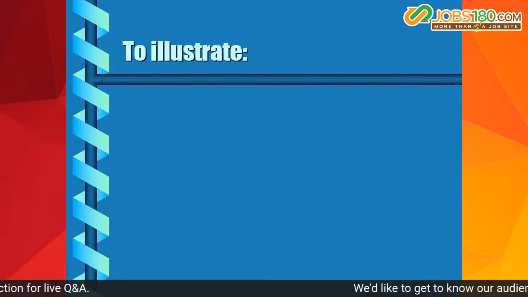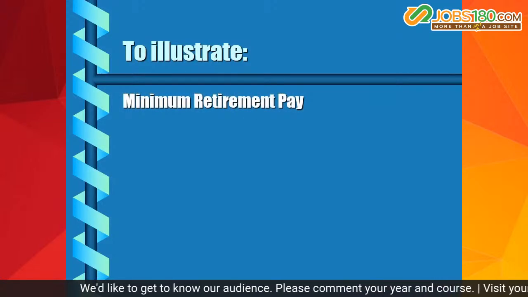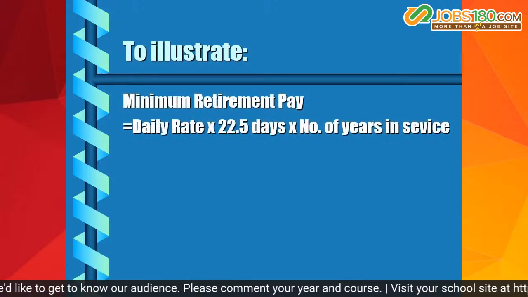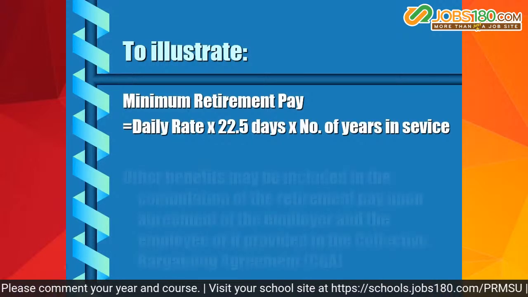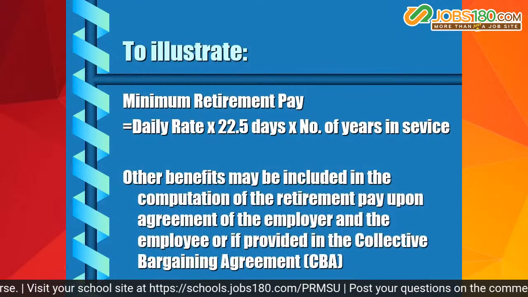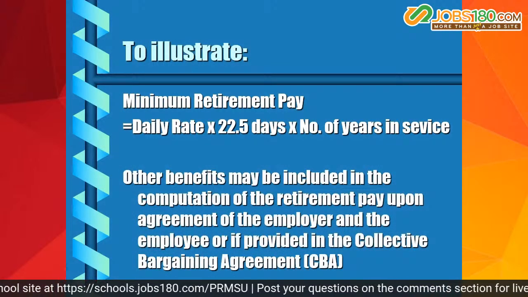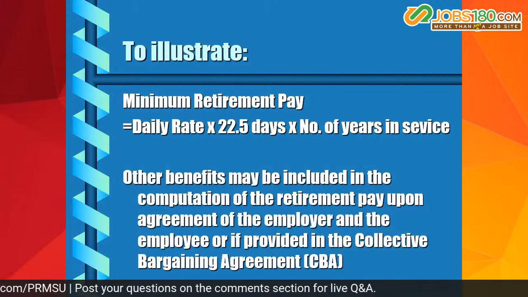To illustrate the computation, minimum retirement pay is equal to daily rate times 22.5 days times the number of years in service. Other benefits may be included in the computation of the retirement pay upon agreement of the employer and the employee, or if provided in the collective bargaining agreement or CBA.